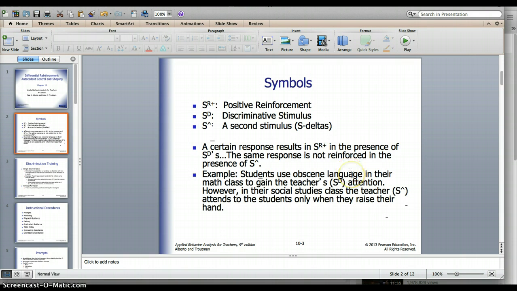We're going to start by saying you can ignore the symbols for me. The symbols get in the way, I think, of what we're doing. And I'll let you know that in the coding that I did of student behaviors, I did not use these codes. In the example they give, a student uses obscene language in math class to gain the teacher's attention. I would be coding that behavior not as an SD, but as an F for the F word, an S for the S word, so that I know exactly what the student is saying.